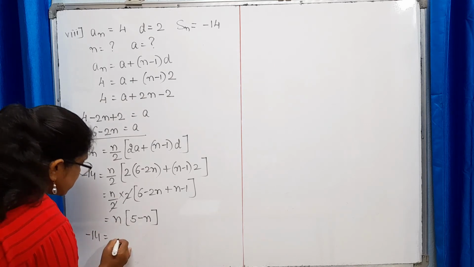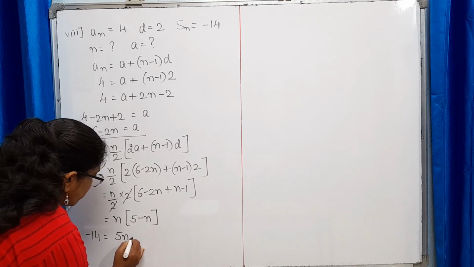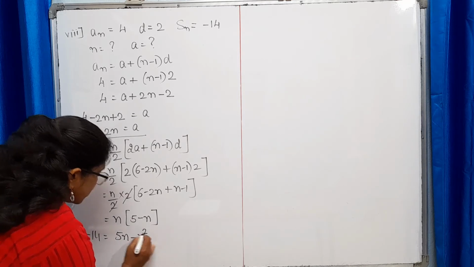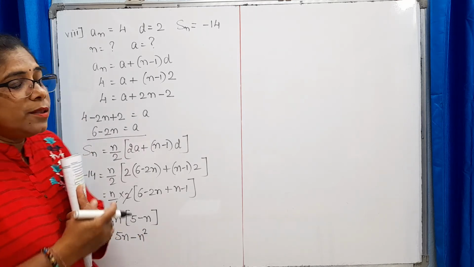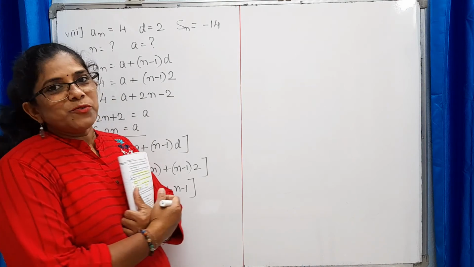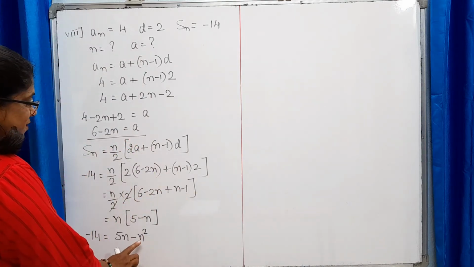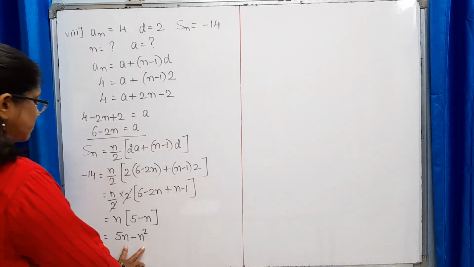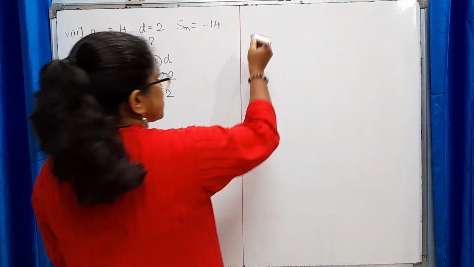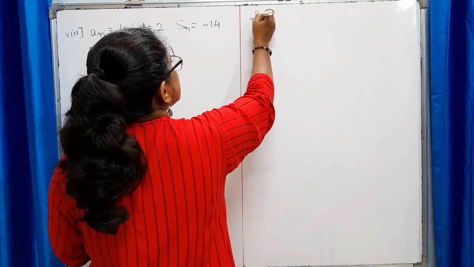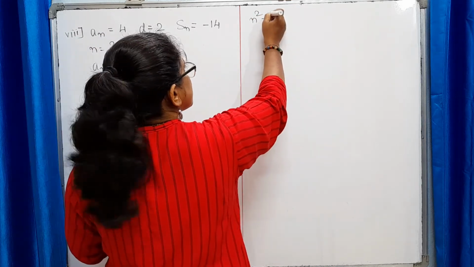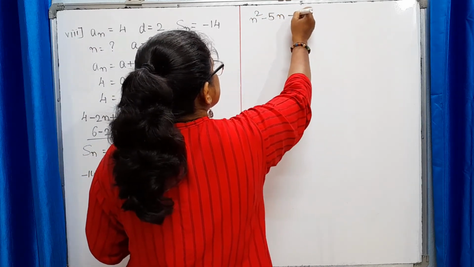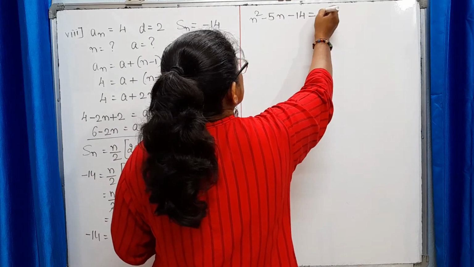Minus 14 is equal to 5n minus n square. Now again we get one quadratic equation, and what we have to do? Check that our square term is always a positive term. So we will shift these two terms on LHS. So now our equation becomes n square minus 5n minus 14 is equal to 0.